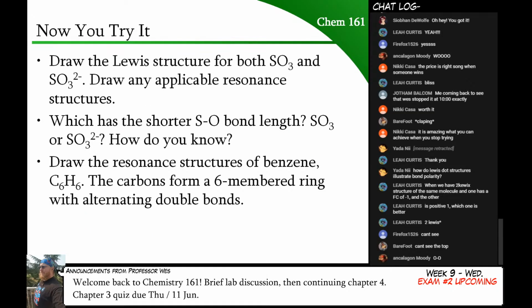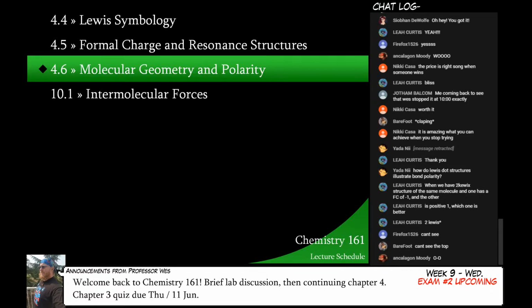All right. I'm going to leave these examples for you to try on your own, because I do want to talk about geometry today, and I only have 20, 30 more minutes to do it. So you draw the Lewis structures for SO3 and SO3 2-. Draw as many resonance structures as you can. Which one has the shorter SO bond length? And then you can try drawing benzene. Benzene is a special molecule that has 6 carbons in a ring. And the bonds alternate single, double, single, double, single, double. You can try drawing those on your own. But I do want to get on to the next topic, which is geometry, so that I have a shot at finishing this on Thursday.